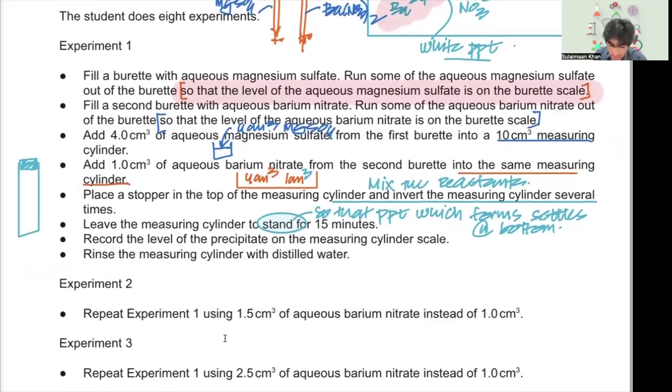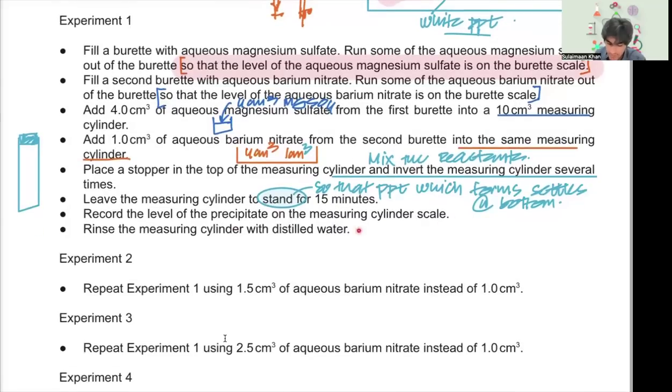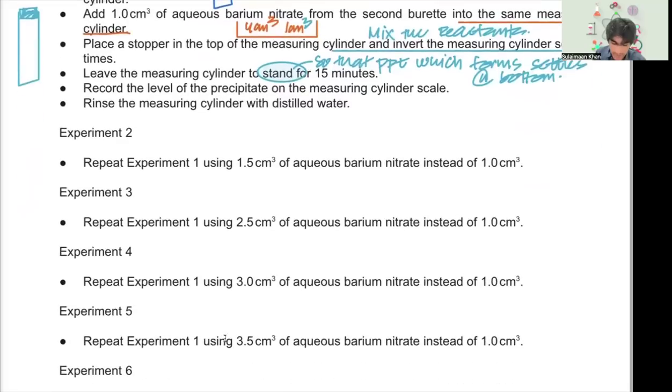Okay, record the level of precipitate on the measuring cylinder. So I record the precipitate, rinse the measuring cylinder with distilled water. Okay, so he's obviously doing it to remove impurities from experiment one, and prepare for the next upcoming experiments. So repeat the experiments using 1.5 cm cube of aqueous barium nitrate instead of 1. Now that's beautiful. He's repeating the experiment and slowly and gradually increasing the volume of barium nitrate that he's adding. Now he's adding 1.5 cm cube.